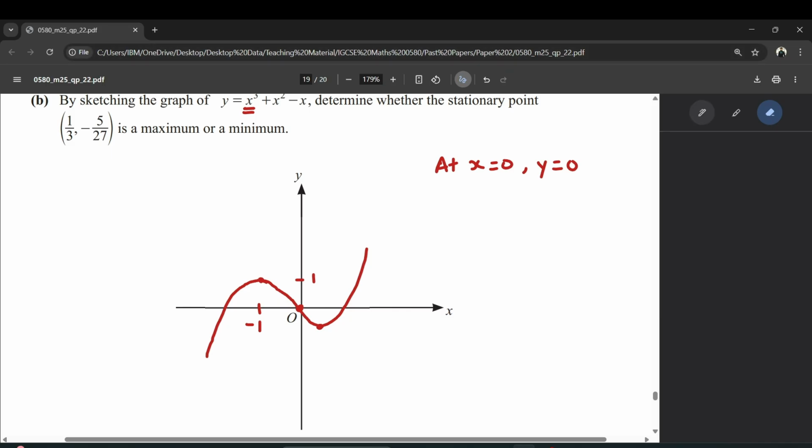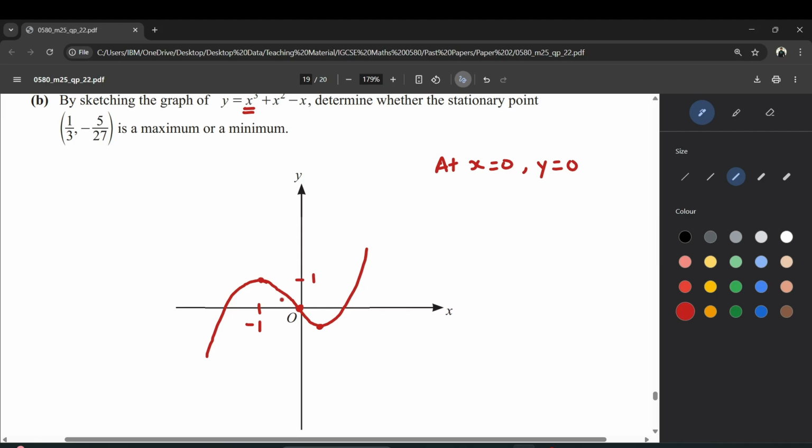So here we should label the points. Now 1 over 3 and minus 5 over 27 is this one. From the sketch, we can say that this is a minimum, because it's lying over here. So the coordinate of this stationary point is 1 over 3 comma minus 5 over 27, whereas the coordinate of this stationary point is minus 1, 1. This is a maximum and this is a minimum.